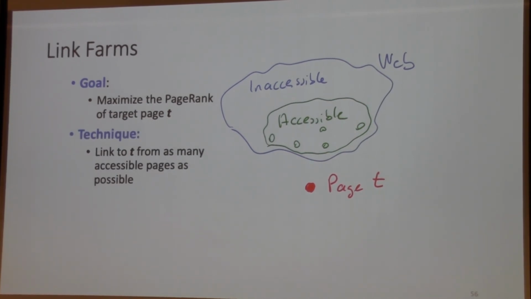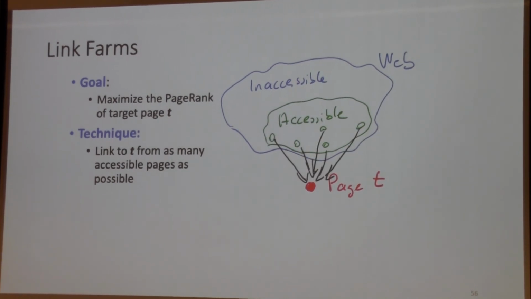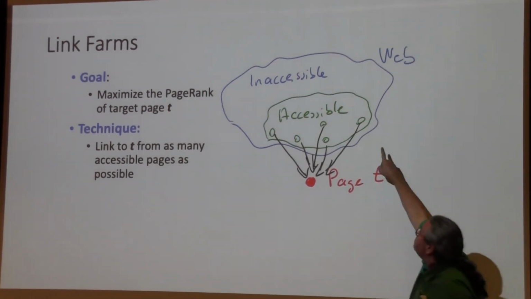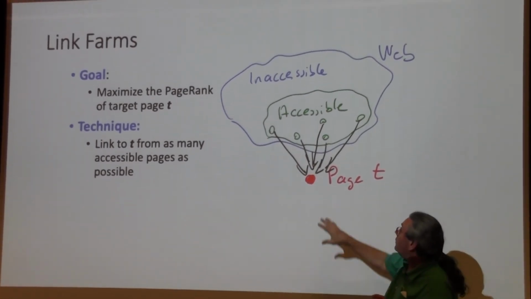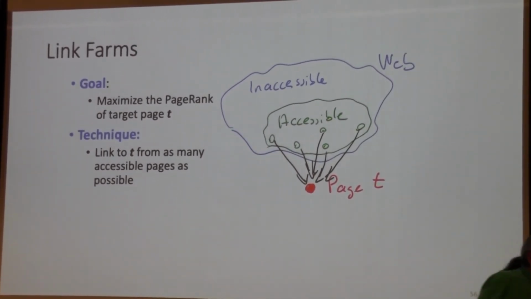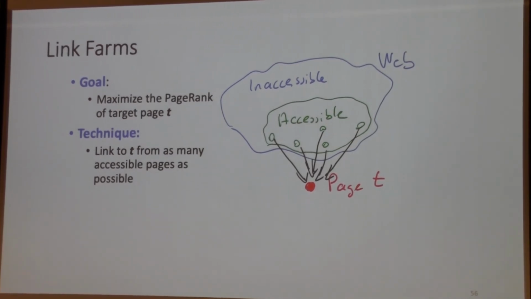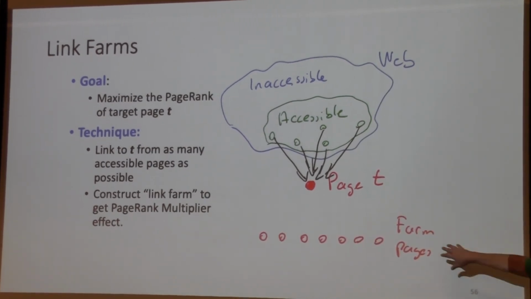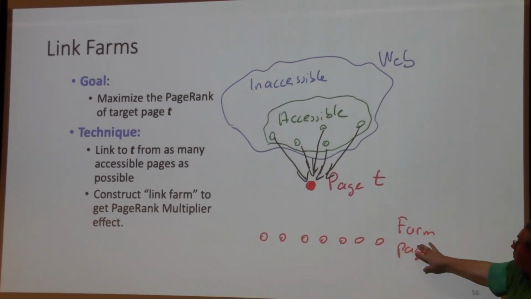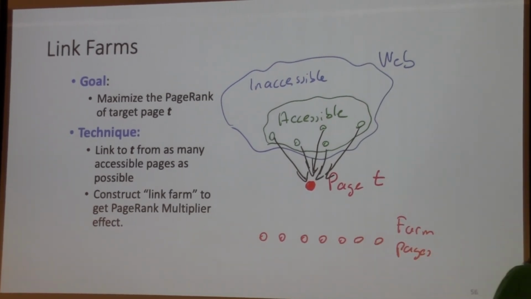So first of all, the first trick is you link to T from as many accessible pages as possible, of course. That's not enough, huh? That's the first step. You link to T from as many accessible pages as possible. And now you construct what's called a link farm. And this will give you a kind of multiplier effect. Let me show you how it works. These red pages are owned by me, the spammer. These are my farm pages, okay?